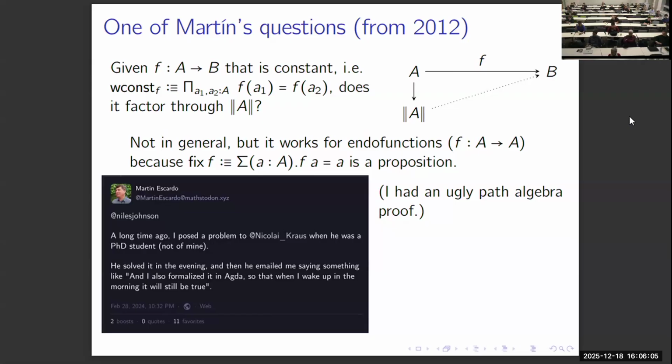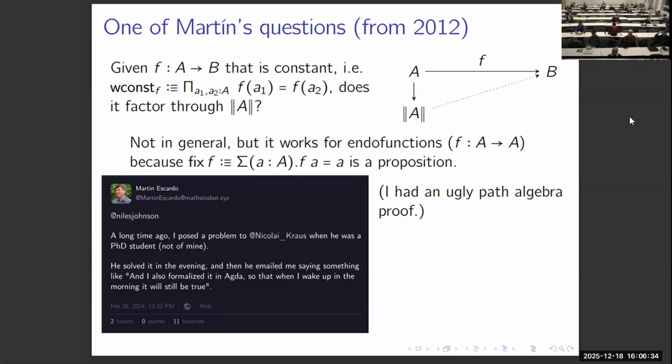So, well, this problem was difficult for me at that time because solving it required me to figure out how transport and path composition and all these things interact. This is now completely standard. And what I produced at this time would now be considered a very ugly path algebra proof.